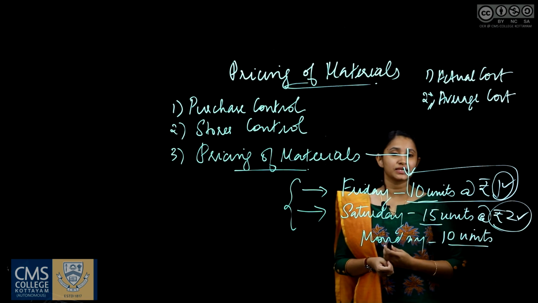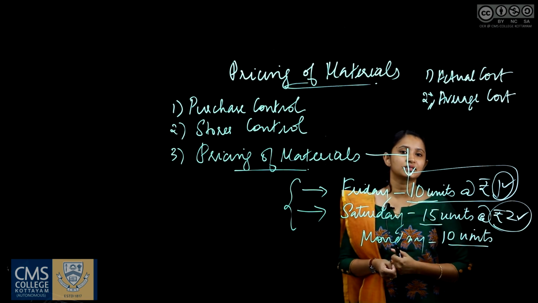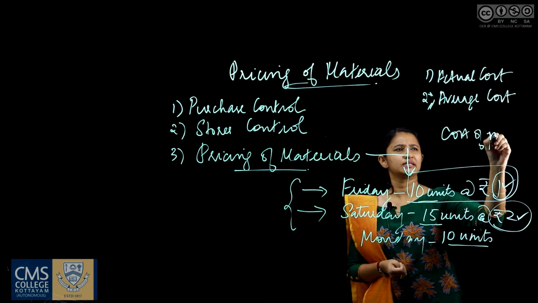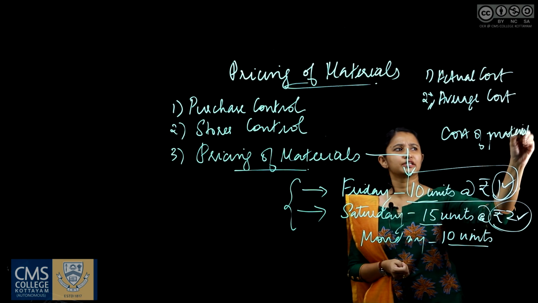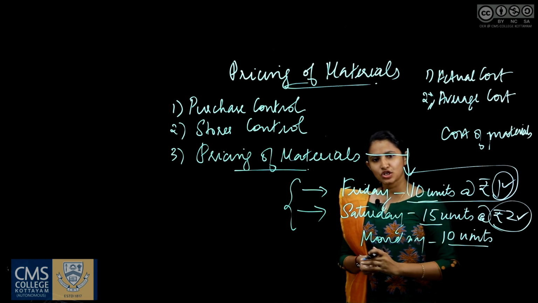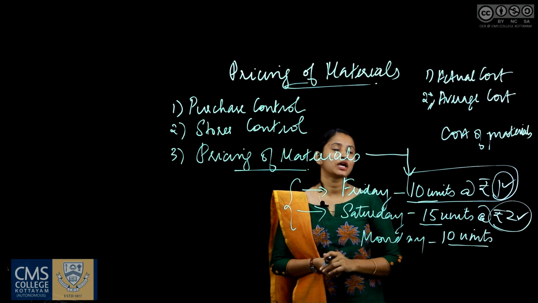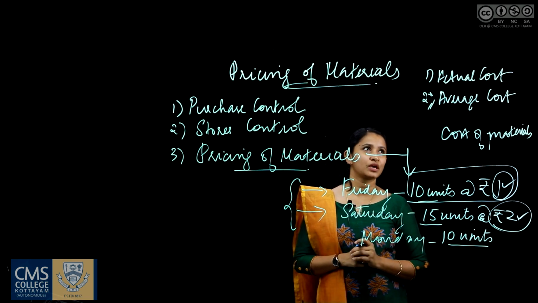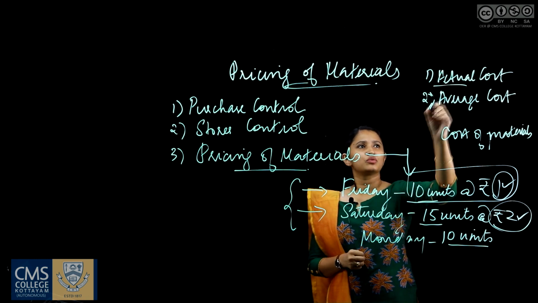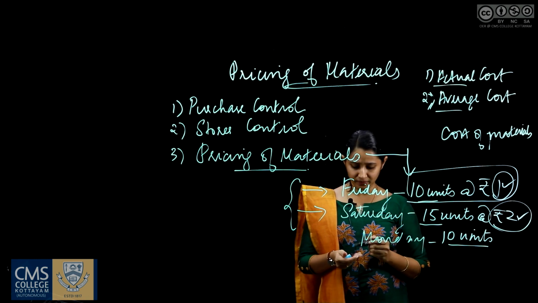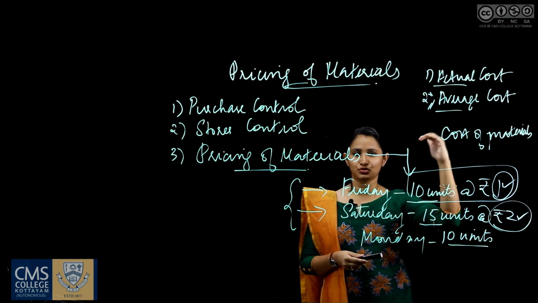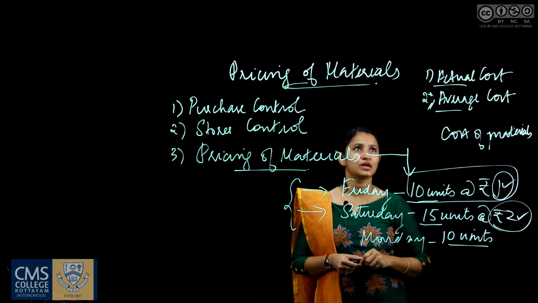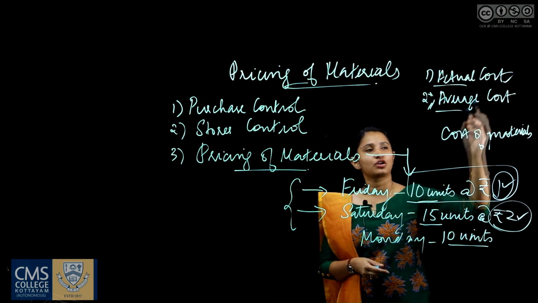Now why is pricing important? Because pricing answers what is the cost of materials which have entered into production. Based on the pricing of materials method, your cost of materials for production will also change. So these are the two basic methods which we will be discussing, and in each of these, in actual cost and in average cost method, you have some two to three methods. We are going to start with the actual cost method.